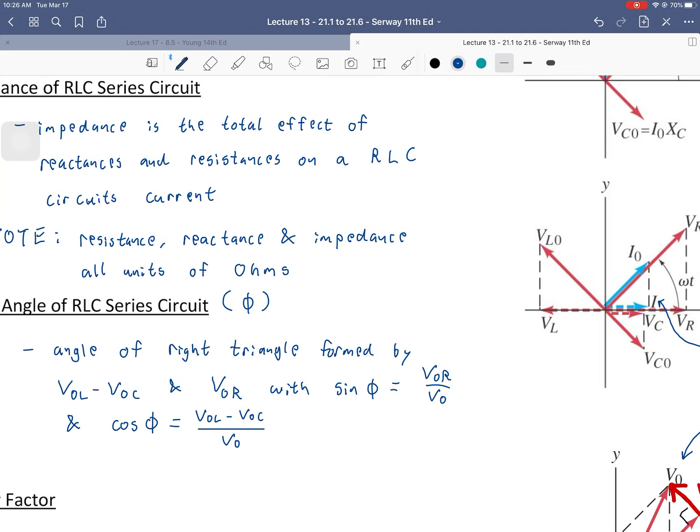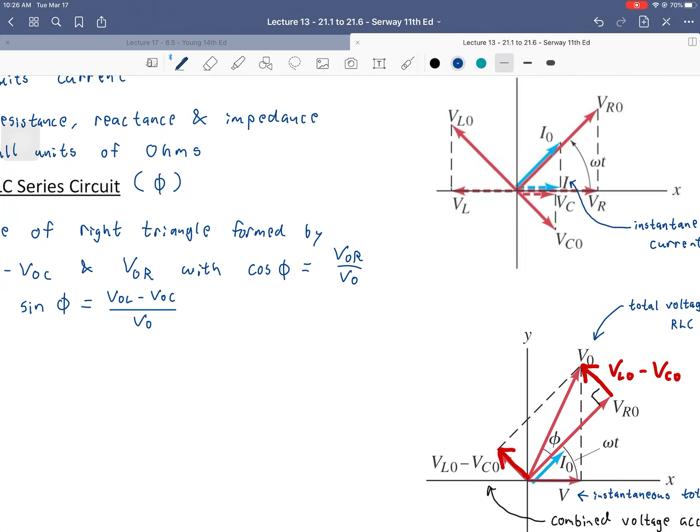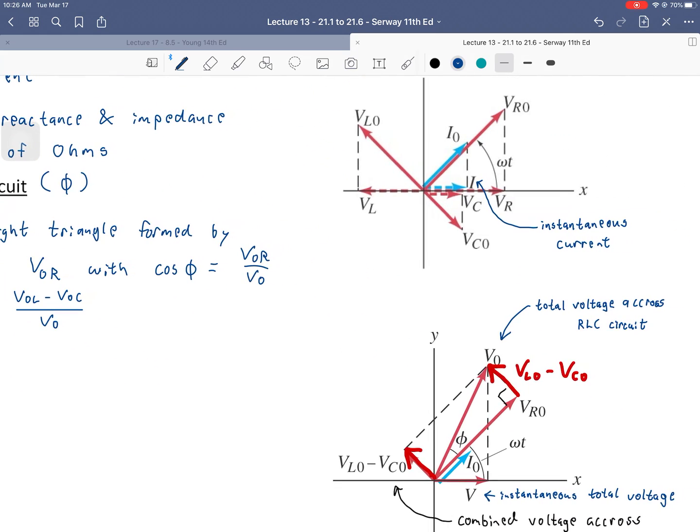Okay, actually I've switched my trig functions. That first one should be cosine because that's the adjacent side, and then the opposite side is this one. I'm just pointing that out to find which angle it is. All right, so let's add it to the picture. So phi right there is our phase angle.